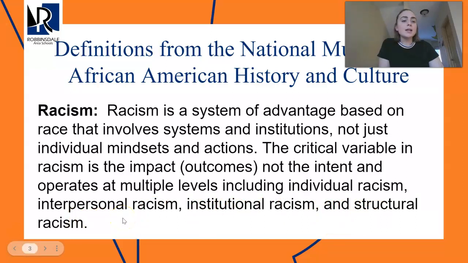So that just means that people can hold racist beliefs within themselves on a personal level. They can be racist in interpersonal relationships, like to a friend or a family member, but that racism can also operate on a much larger scale beyond just an individual person. So racism functions in our institutions and structures in our society, like schools or political systems or the media. All of those things can also be racist as well.